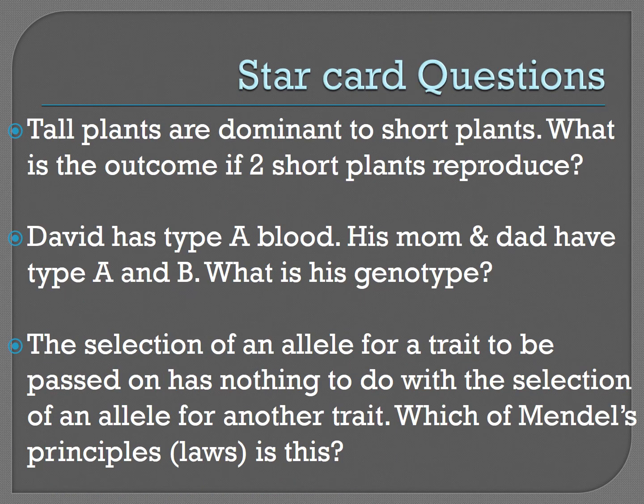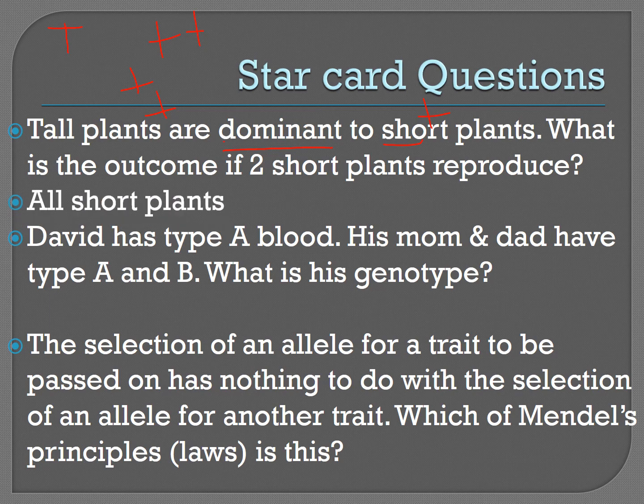So here is just again reflecting back. Tall plants are dominant to short plants. What is the outcome if two short plants reproduce? If tall plants are dominant, that means short plants are recessive. So we did this times this. All short plants, right?